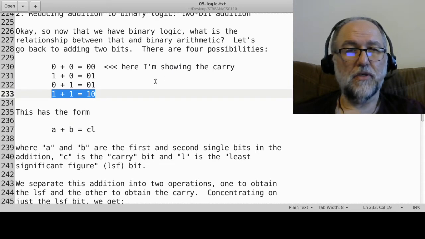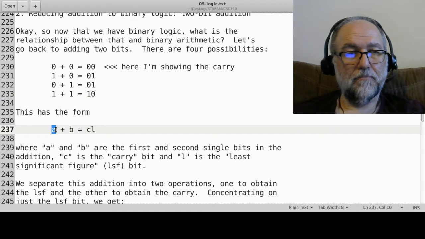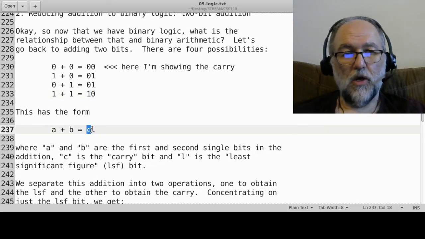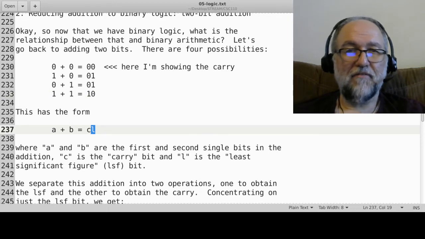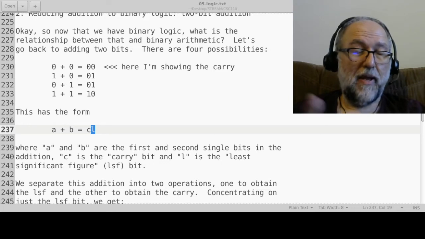Every one of those answers has 1 bit plus another bit equal to 2 bits. What is that form, and how could we name it? The first bit we can call A. The second bit we can call B. This bit there is the carry, which we will call C. And that 0 there is usually called the least significant figure, which is a long name, but I don't know what else you'd call it. It means basically the number or the bit on the right.